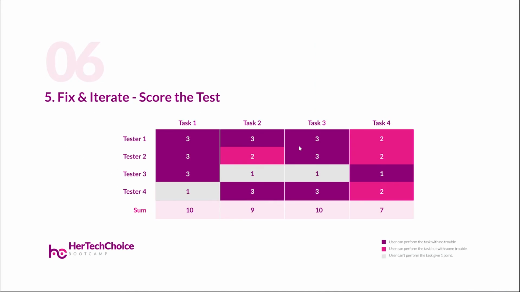Okay, this is a table showing tasks and testers. For task 1, testers 1, 2, 3 could complete the task without any trouble, like that till task 4, where tester 1 could actually complete the task but had a little issue. Do you understand?